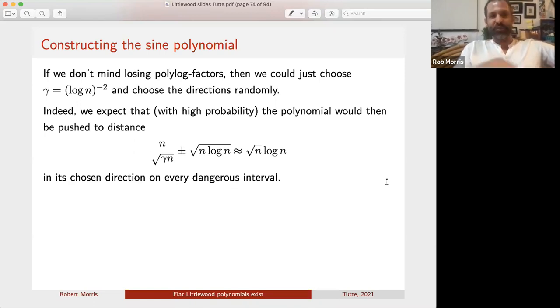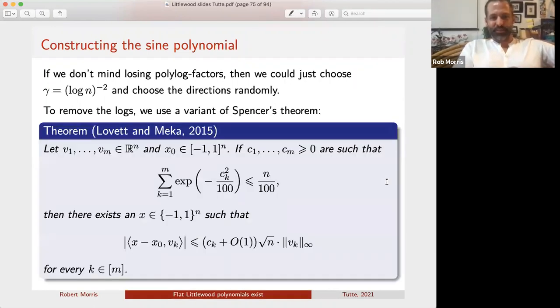I have a more heuristic version first. This is a heuristic for why we should be done if gamma is very small. The polynomial should be pushed on each interval a distance of n over root m plus or minus. Well, okay, so root m was optimistic, but in the worst case, it should be root n log n. And if gamma is 1 over log n squared, then our drift beats even our worst case. So we can just take some union bound over all of the bad intervals and we'd still basically be happy. Right. But to remove the logs, we need to do something a bit cleverer.